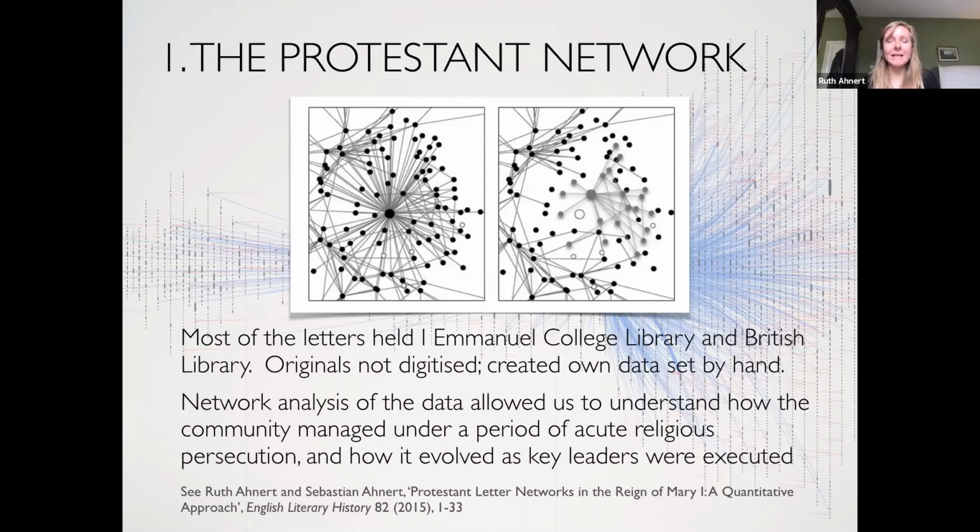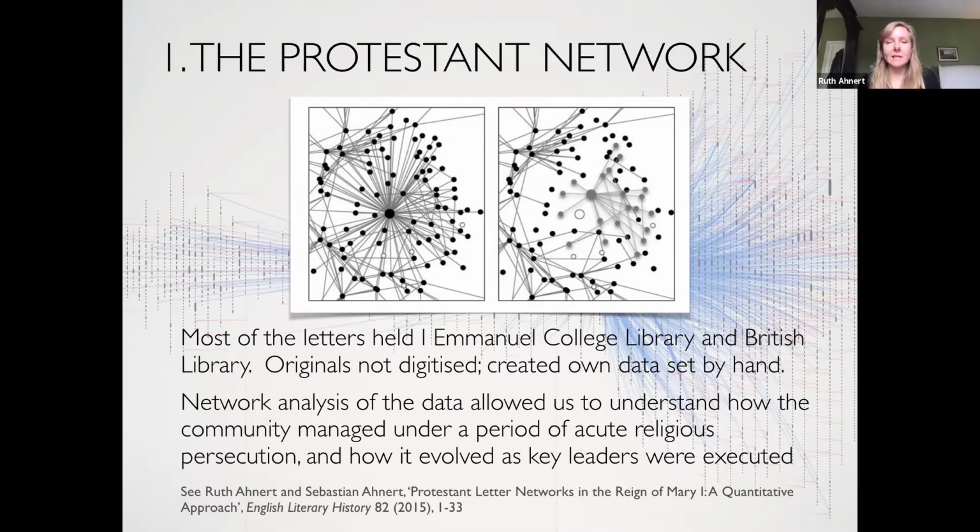However, at this stage, the letters were not a data set. The versions we wanted to work with were mostly held in 2 libraries, Emmanuel College Library in Cambridge and the British Library, but they had not been digitized, and Emmanuel College Library wouldn't even let me photograph them for my own use. So I had to create this data set from scratch by reading each letter in the original 16th century handwriting and recording the data I needed, the senders, recipients, the date and place of writing, as well as all the relationships described within the letters.